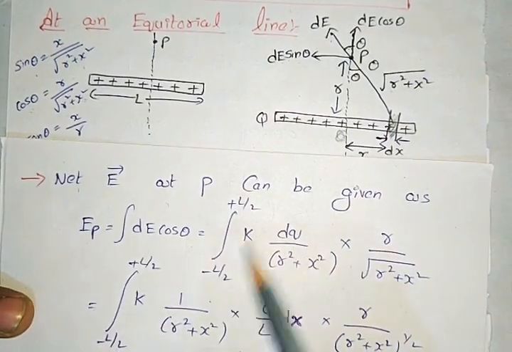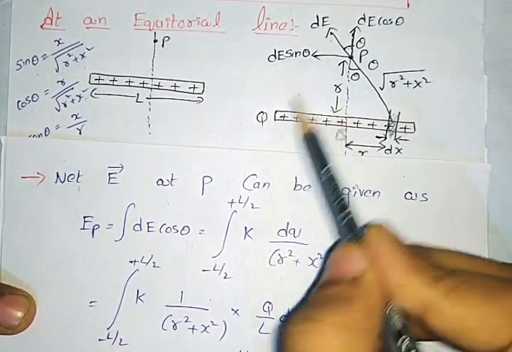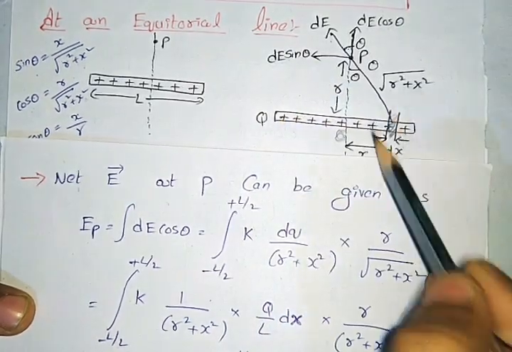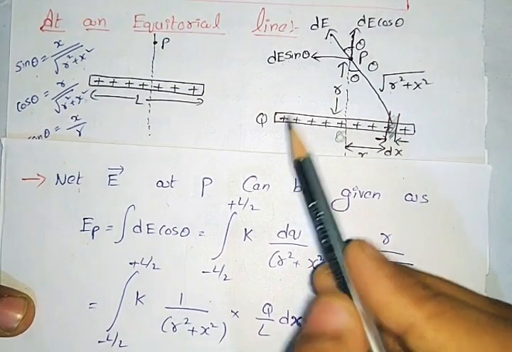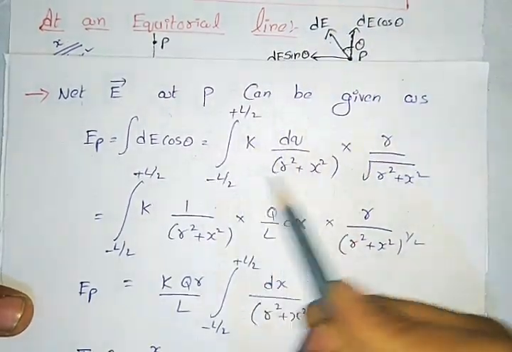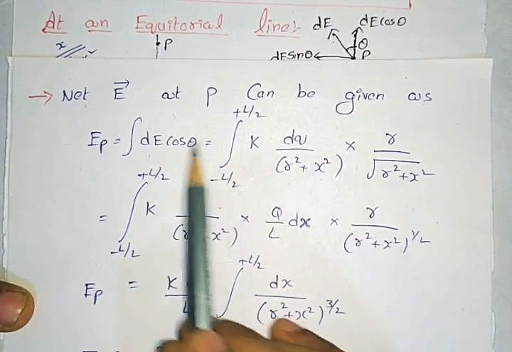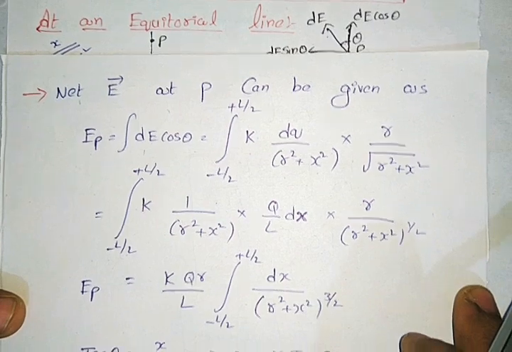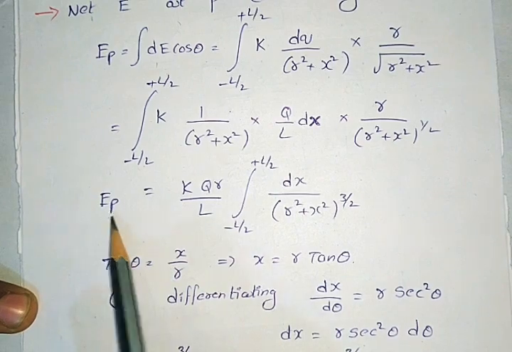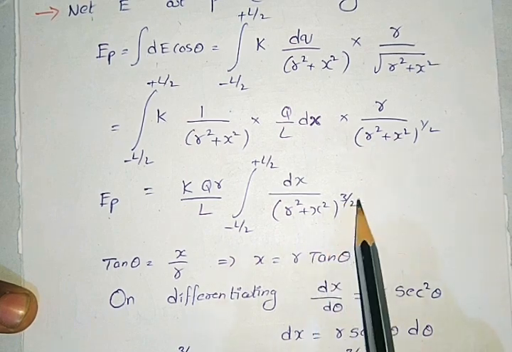For integration we need the limits. Here our reference is the equatorial line. So the total length L is divided into L by 2 on the left half, which will be minus L by 2, and on the right half it will be plus L by 2. So the limits of integration will be from minus L by 2 to L by 2. I will substitute the results here. In place of dE I will substitute k dq by r square plus x square, and cos theta will be r by root of r square plus x square. A detailed step by step simplification gives the result E_P equals k q r by L integral from minus L by 2 to L by 2 of dx by r square plus x square to the power 3 by 2.